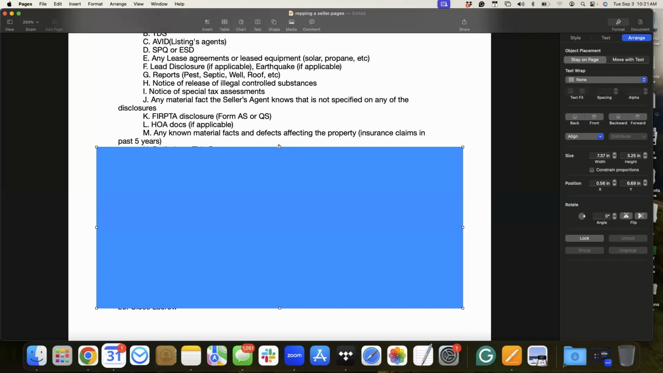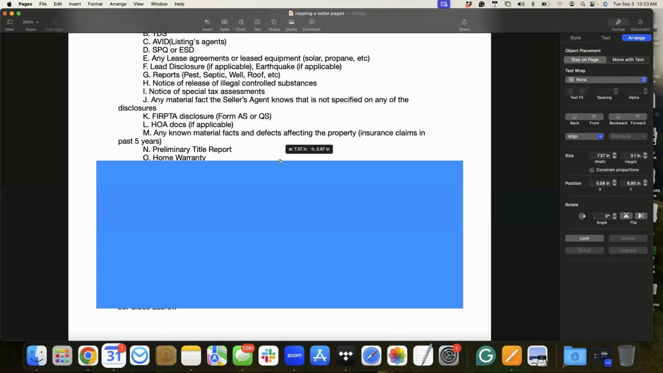Depending on the insurance claim, you might want to check to see whether or not the repair was done by a professional, by a contractor. If it needed to have permits, did they do it with permits? So that could open up a can of worms for more questions.